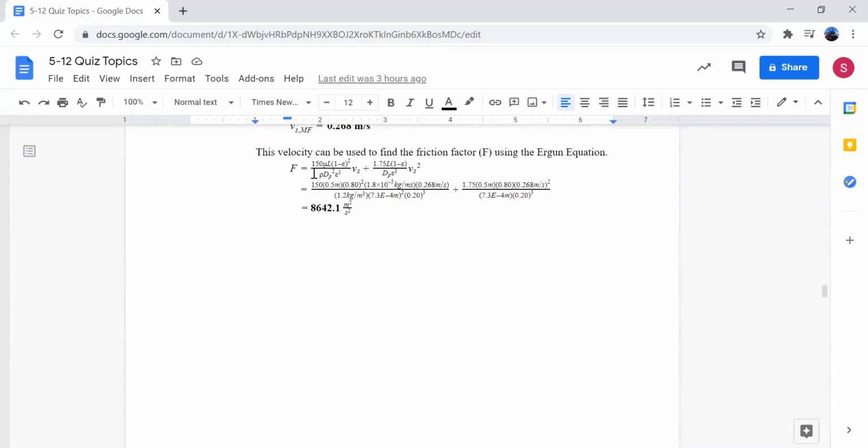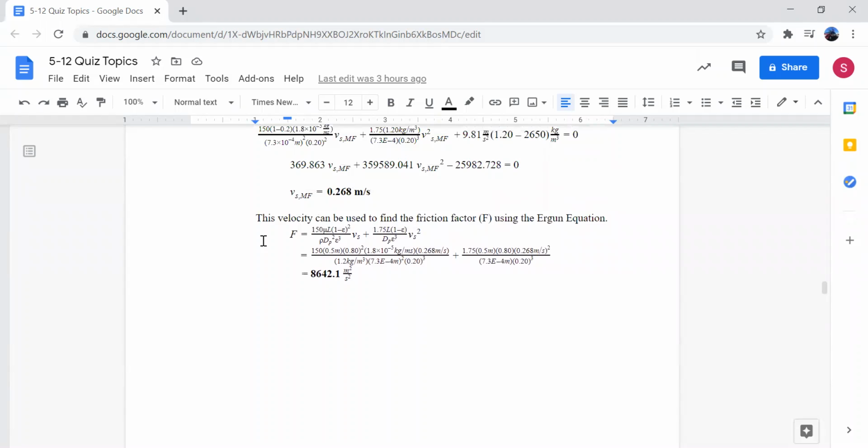And then if we wanted to find the friction at the minimum fluidization velocity, we could use the Ergun equation right here and just plug in the velocity that we just found into this equation, and this is what we get.